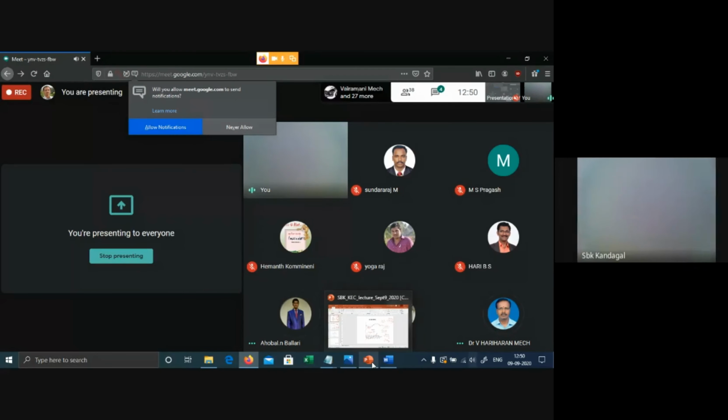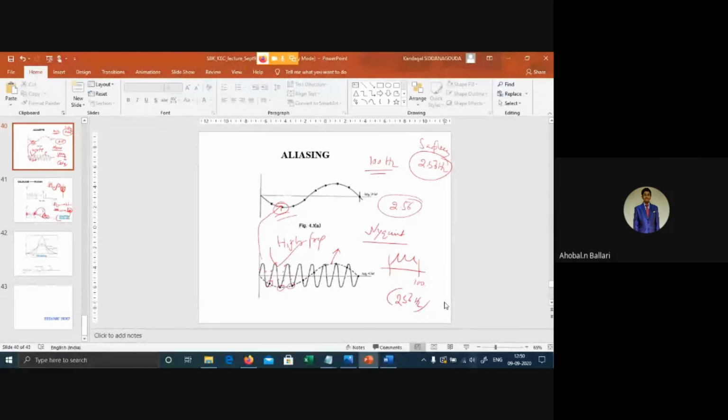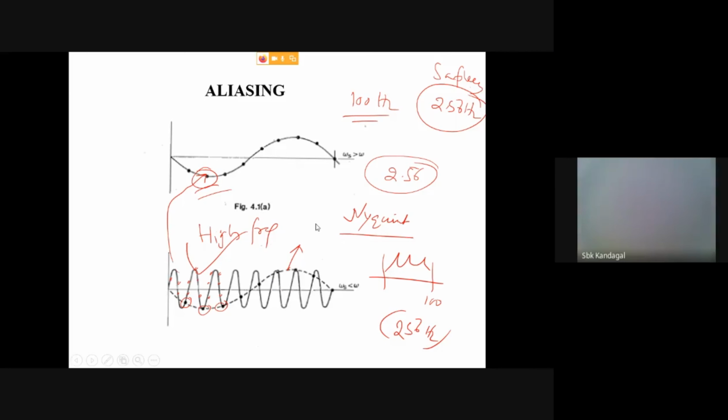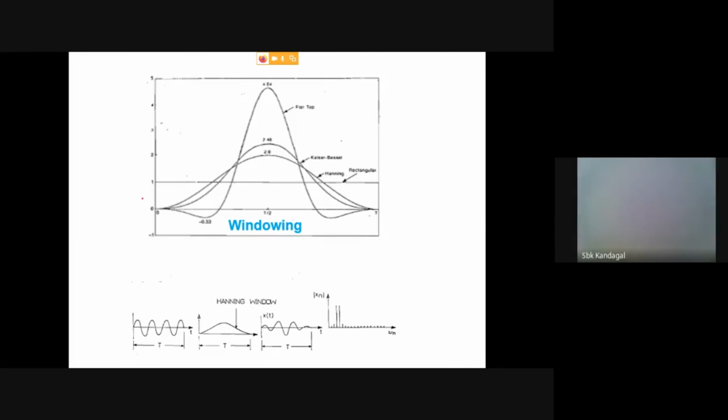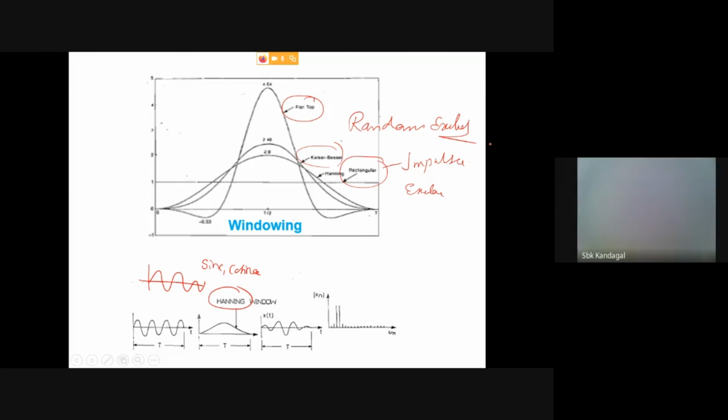Good afternoon, sir. When do we use the Hanning window and the other types of windowing? Typically, the Hanning window is used for the signals which are harmonic in nature, typically the sine, cosine, etc. And the rectangular window is for the impulse hammers, the pulse excitation. And the flat top and Kaiser windows can be used for the random excitation signals.